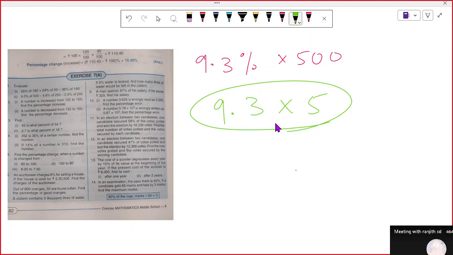Next, minus, calculate the other one, 4.8 and 250. So you don't have to remove the decimals. Yeah, directly you can do it. Divide by 100.